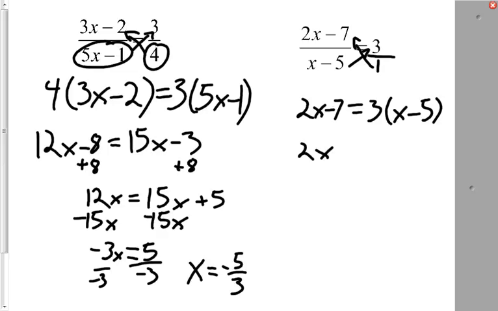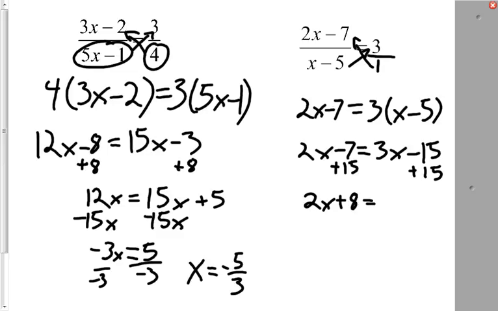I need to distribute the 3 through the x minus 5 term, finding 3x minus 15. Add 15 to both sides, and find 2x plus 8 equals 3x. Subtract 2x from both sides, and x equals 8.